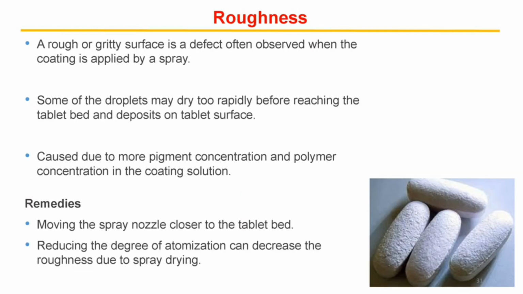Roughness. A rough or gritty surface is a defect often observed when the coating is applied by a spray. Some of the droplets may dry too rapidly before reaching the tablet bed and deposit on the tablet surface. This is caused by high pigment concentration and polymer concentration in the coating solution. Remedies: moving the spray nozzle closer to the tablet bed. Reducing the degree of atomization can decrease the roughness due to spray drying.